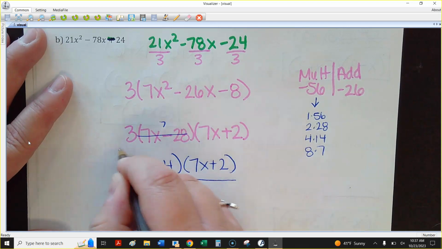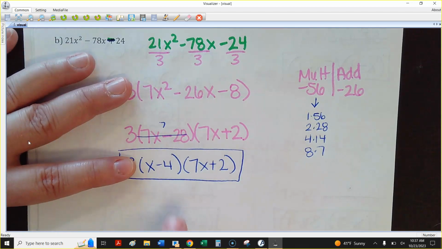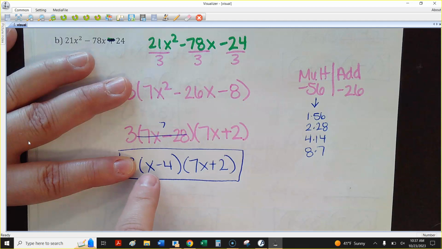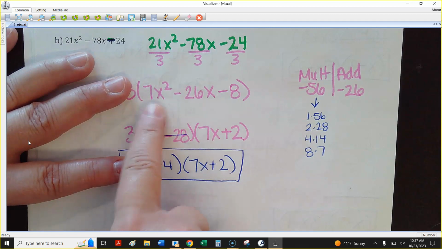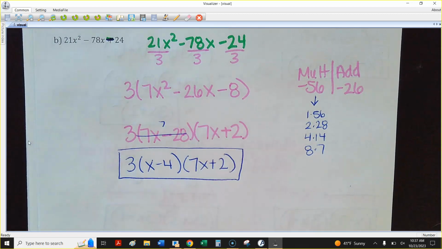And again, maybe take a second and just check. Don't worry about the 3. We kept that there. I'm just looking at the parentheses. So x times 7x is 7x squared. And then the numbers on the end, negative 4 times 2, give you the negative 8. You could completely FOIL it out, but you don't have to. It's up to you.